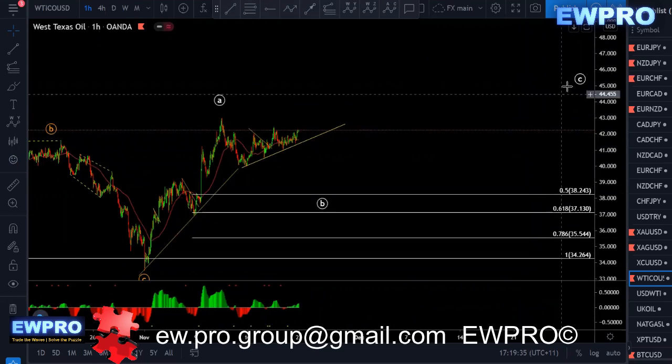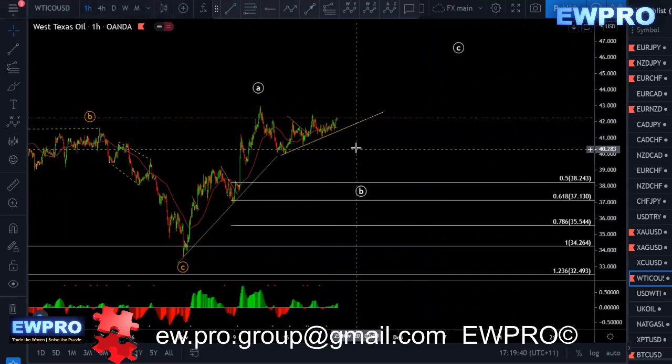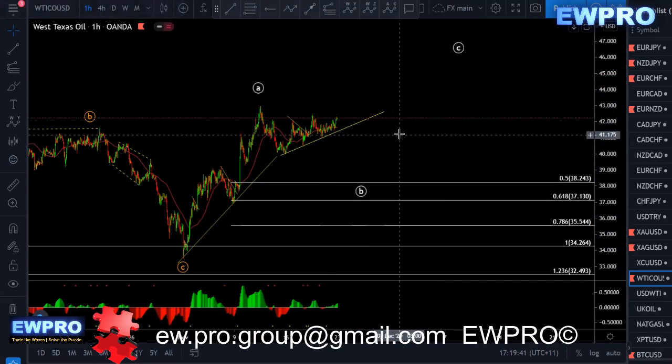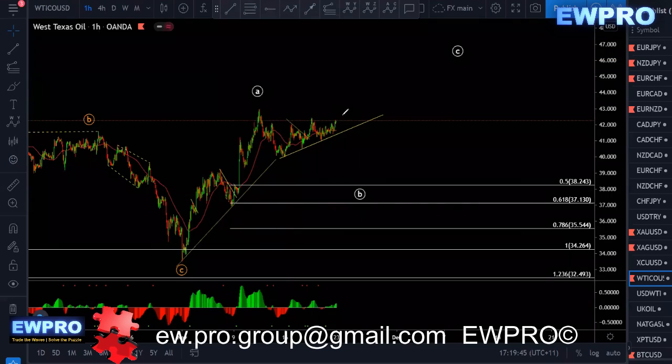Can't draw the fib yet because it's not over. We don't know where the end of wave C is. So yeah, look for the scalp short, and then the one you don't want to miss is this C wave.